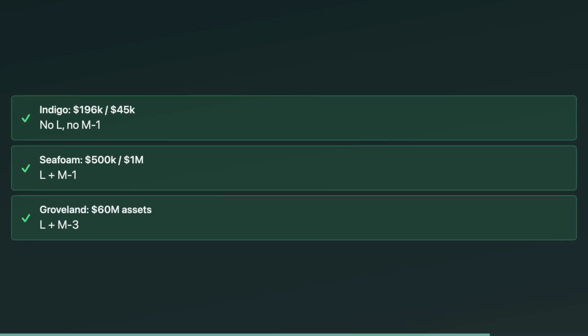Let's apply it fast with three common scenarios. Indigo Shoes has 196,000 of gross receipts and 45,000 of assets, under both thresholds, so no Schedule L and no M-1. Seafoam Design has 500,000 of receipts and 1 million of assets, over 250,000, so Schedule L and M-1, but not M-3. Groveland Manufacturing has 60 million of assets. That forces Schedule L and Schedule M-3.